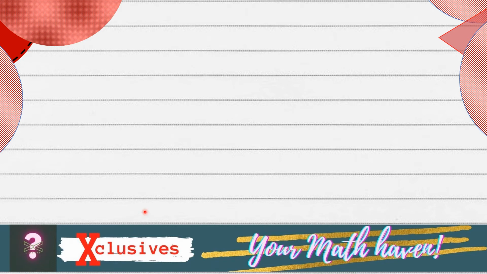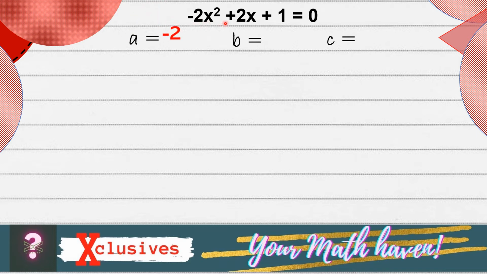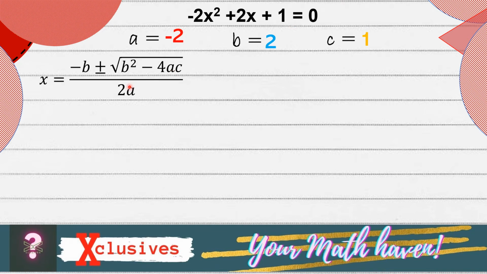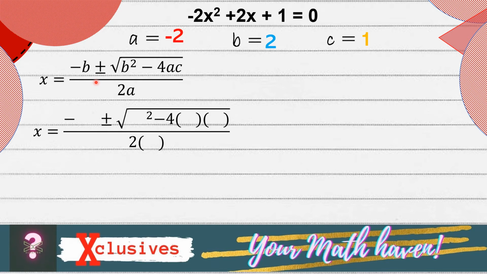For our second example, we are given negative 2x squared plus 2x plus 1 is equal to 0. Let us identify first the values of a, b, and c. By checking, our a here is negative 2, our b is positive 2, and our c is positive 1. Now, we can use our quadratic formula. We will substitute the values of a, b, and c here in our quadratic formula.